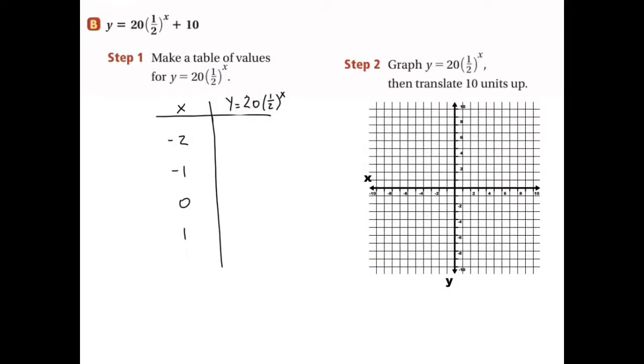All right, so here we're doing the same thing. We've got our parent function, or in terms of what we're looking at, just the normal exponential, but then we have to apply this vertical shift. We should recognize that this vertical shift, being plus 10, means we're going to move up 10 units. So let's start by getting our values here, complete our table, and see what we get from there.